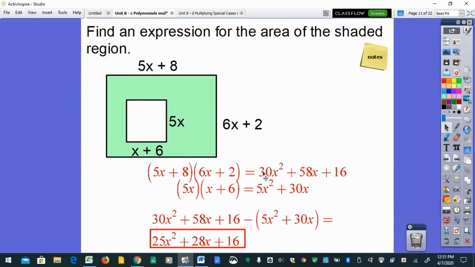But this problem brought a lot in. It brought in the FOIL. It brought in what we talked about with multiplying using distributive property, and it also had a subtracting polynomial. So it's a pretty solid problem.